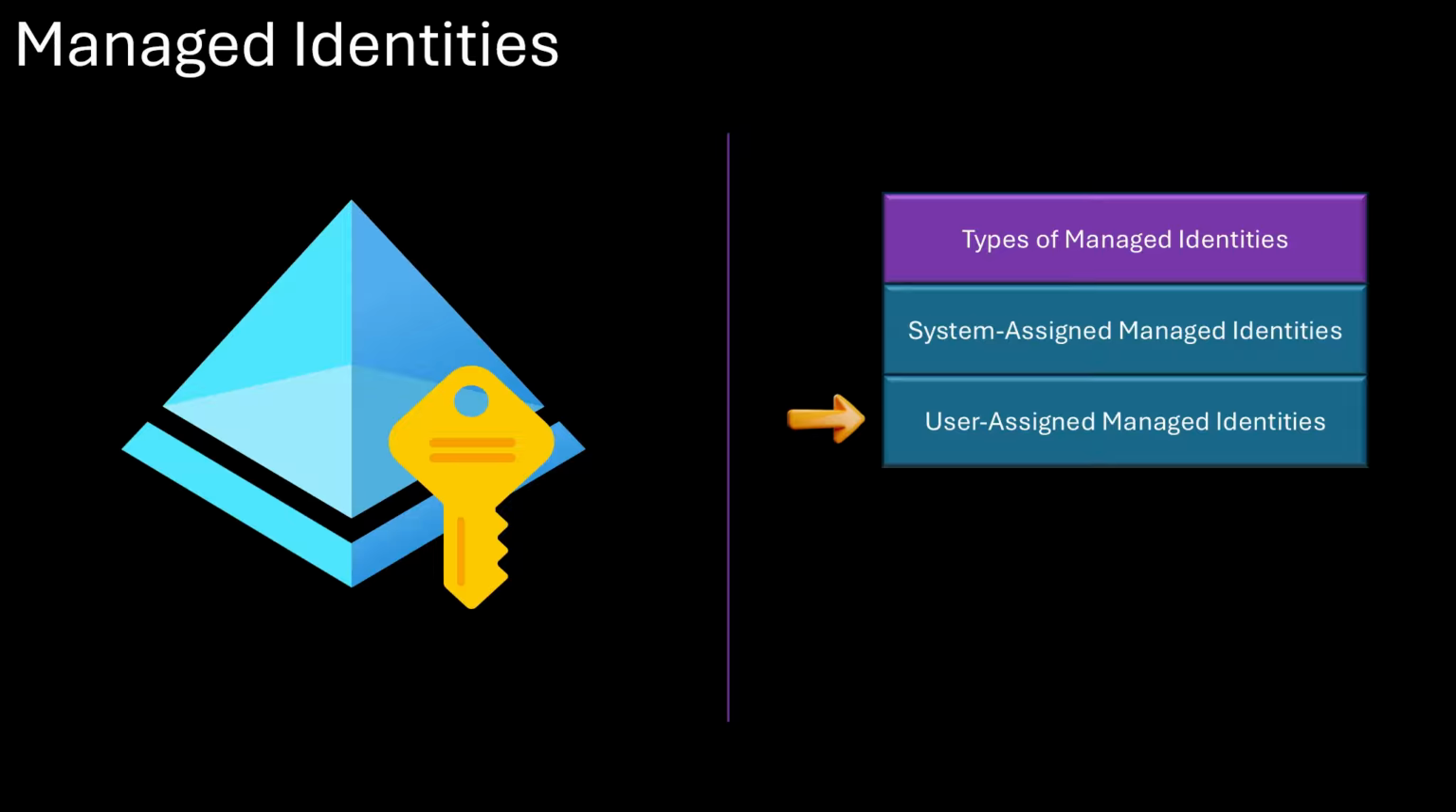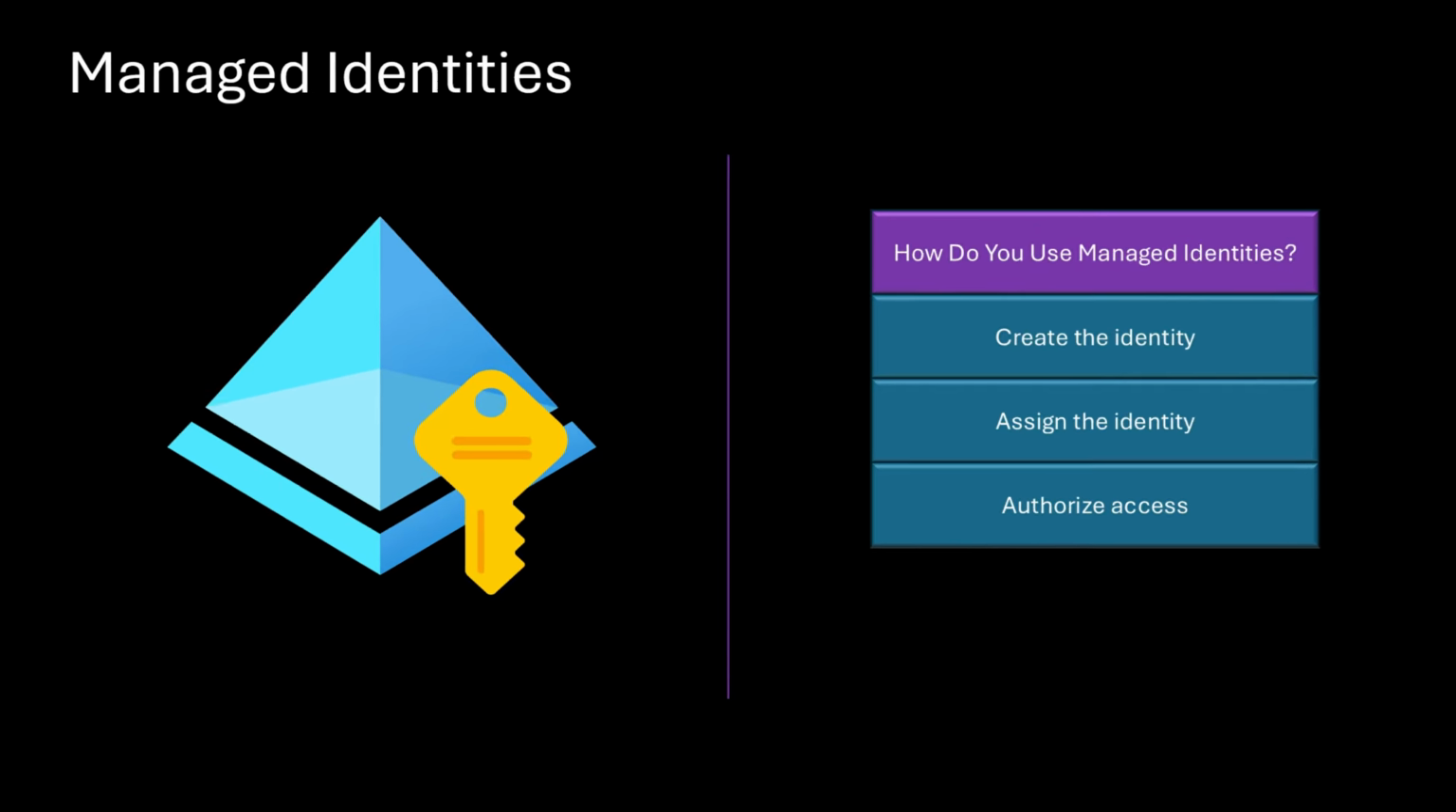User assigned managed identities are standalone identities that can hop between resources like a free spirit. You manage them separately, so they don't disappear unless you explicitly delete them. One identity can be assigned to multiple resources, and it is ideal for apps or services that share a single identity across multiple resources.